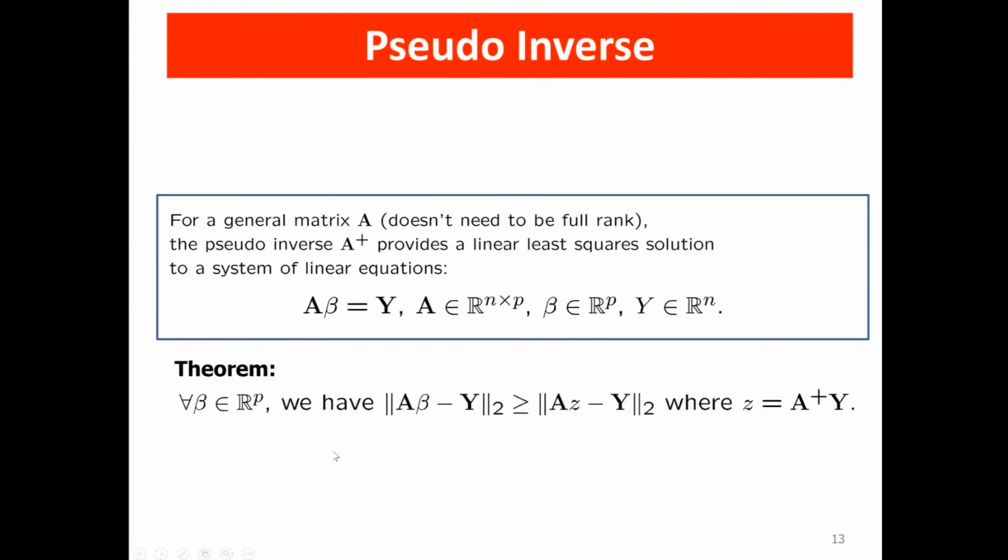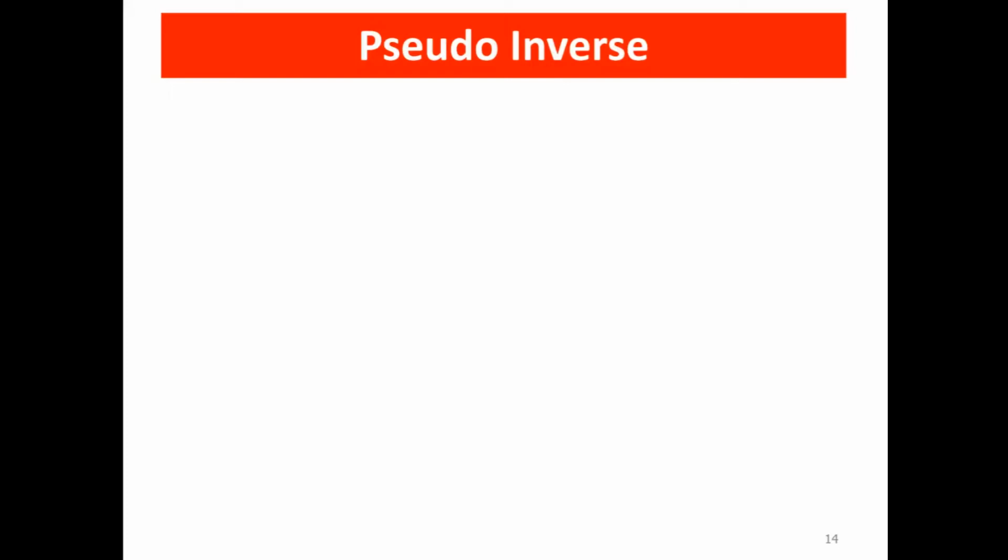For any beta p-dimensional vector, we have that the norm of A times beta minus Y is at least as big as the norm of A times Z minus Y, where Z is the pseudo-inverse of A, that is A plus times Y. Let's see what exactly the pseudo-inverse is.